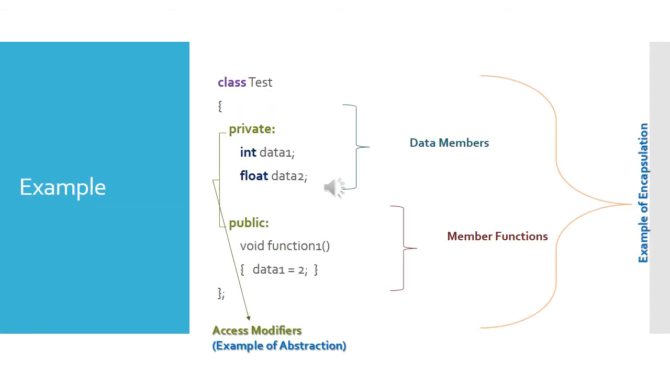So here you can see an example of a class. The class keyword is followed by the name of the class, called test. The class test contains data members and member functions. Data members represent data and member functions represent the functionalities or properties. The data members and member functions are specified with the help of access modifiers, which is the best example of abstraction or data hiding. And class is an example of encapsulation.